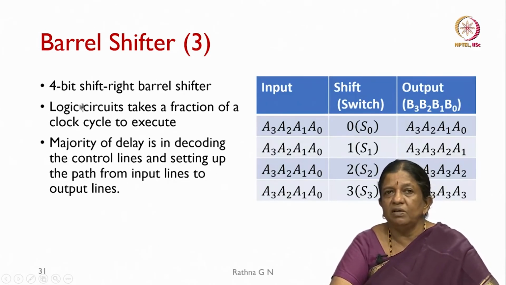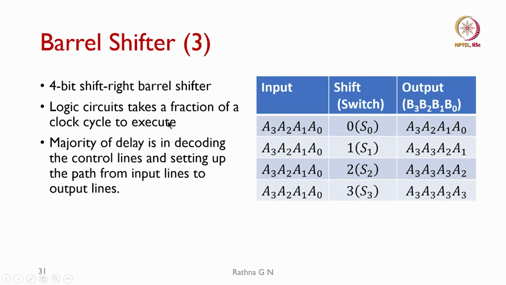The first is the 4-bit right shift barrel shifter that we are considering. The logic circuit takes a fraction of a clock cycle to execute this, and the majority of the delay is in decoding the control lines and setting up the path from input lines to the output lines. These are causing the delay, otherwise we would get the output in a fraction of a clock cycle. My input is A3, A2, A1, A0, and we will see the switch positions. First is S0, and the output is B0, B1, B2, B3.